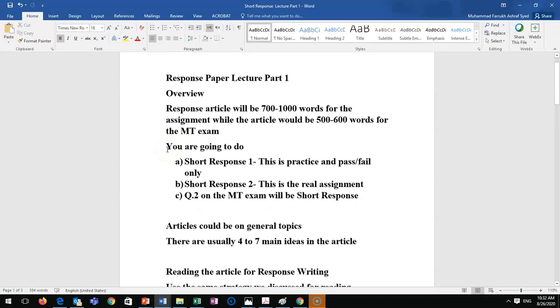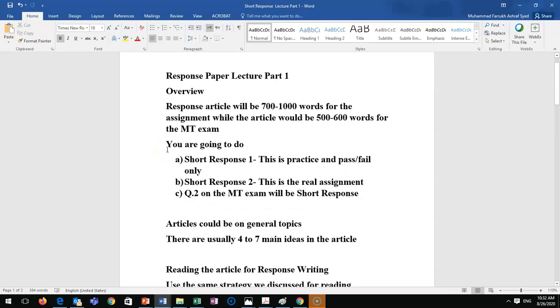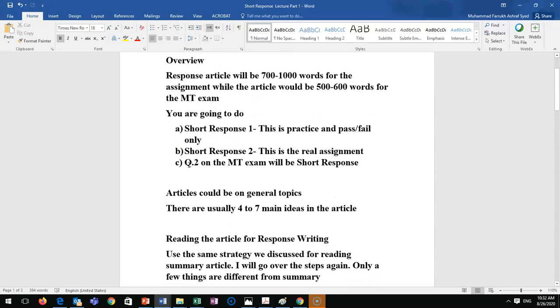The response article will be 700 to 1000 words for the assignment. Assignment means response 1 and response 2, both home assignments, while the article would be 500 to 600 words for the midterm exam. The midterm exam is a little bit shorter because you are in the exam and not at home.